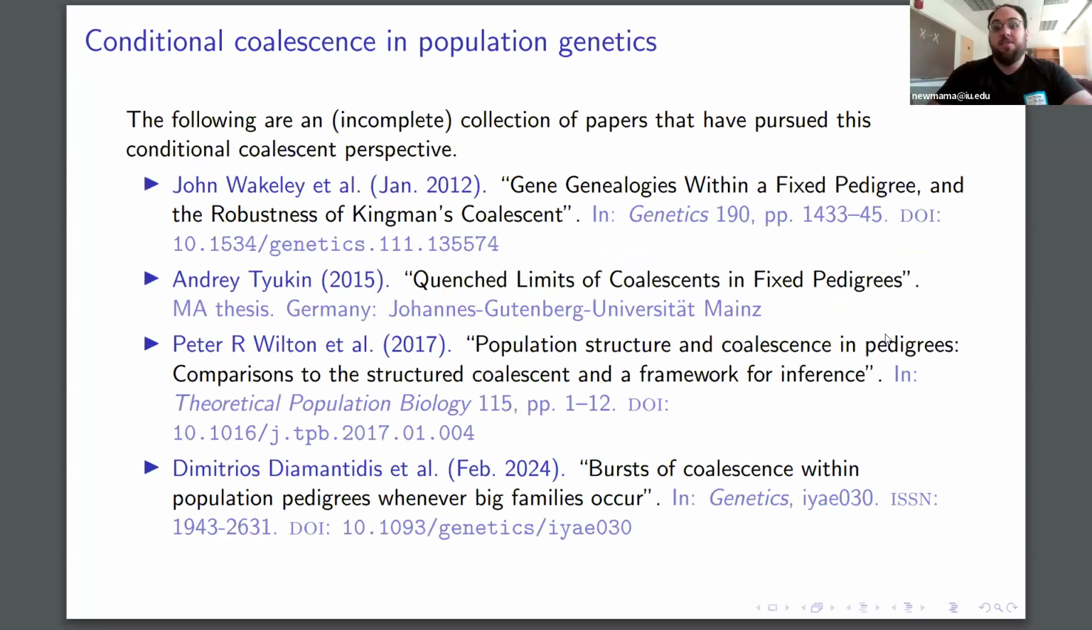All right, now these are an incomplete collection of papers that have pursued this perspective. There's this Wakeley paper in 2012, Tukin, who found robustness for Hanning models, Wilton paper, and very recently, a paper of Diamantidis about bursts of coalescence with large families.